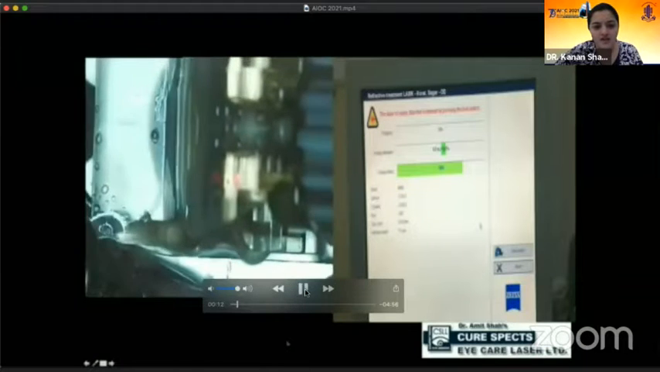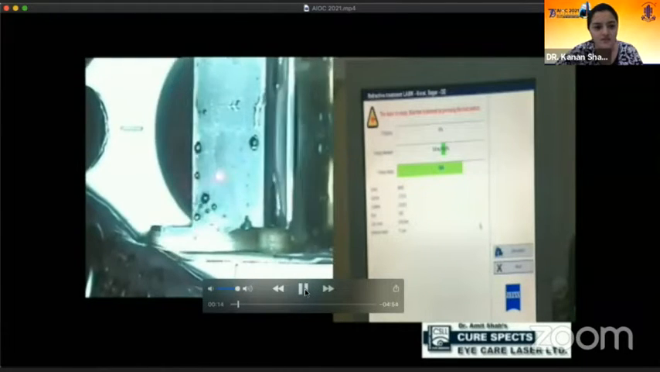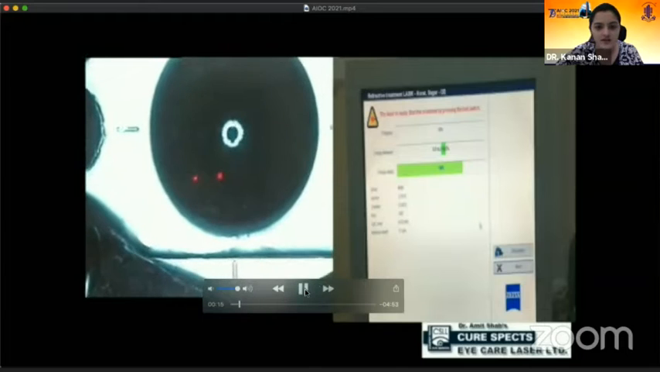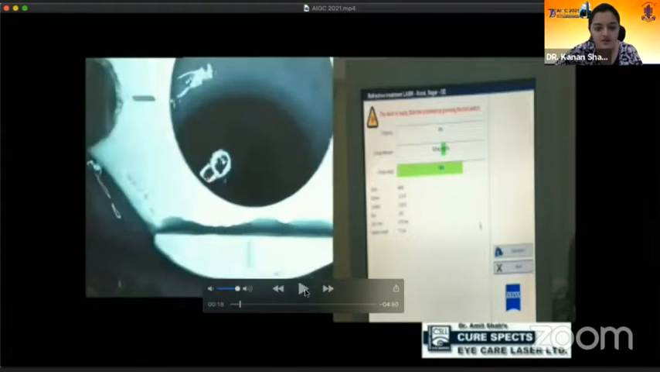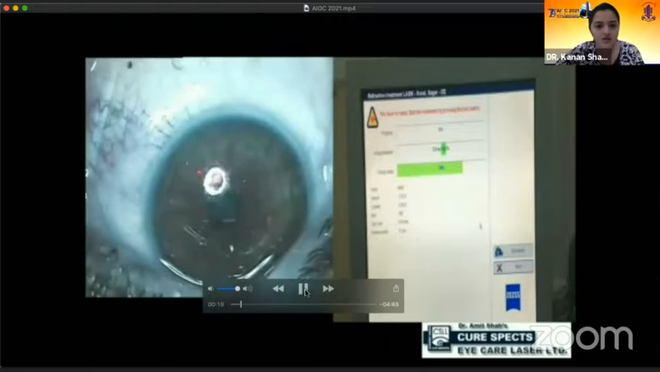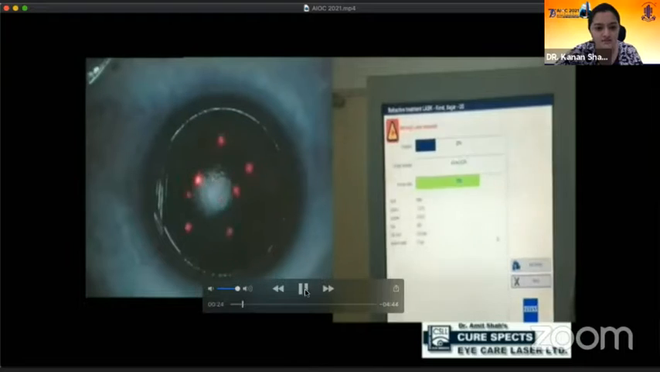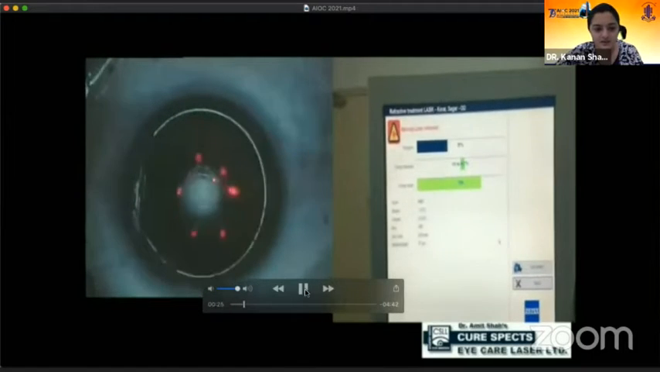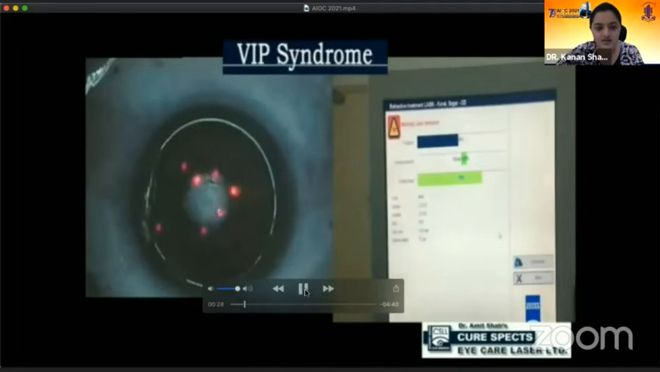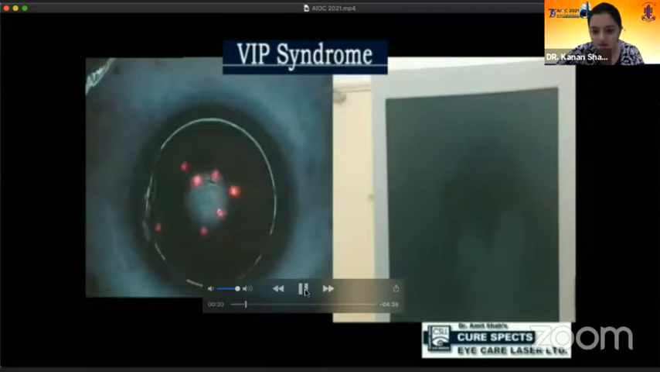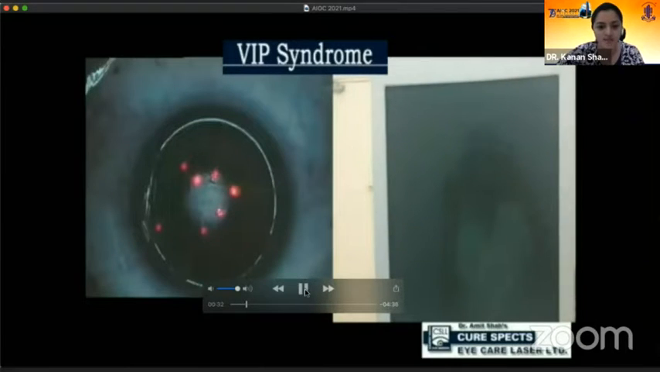norms. So I have taken the flap with the SBK motor. As we all can see, the flap is absolutely fine. Many of us may be thinking that if there is no flap-related complication, then what else could it be? Flap is absolutely fine. So I have started the treatment. Laser is firing, and suddenly something has happened. No one could make out what has happened.